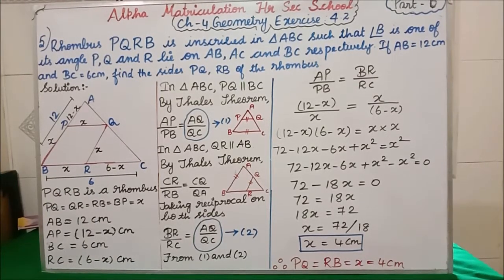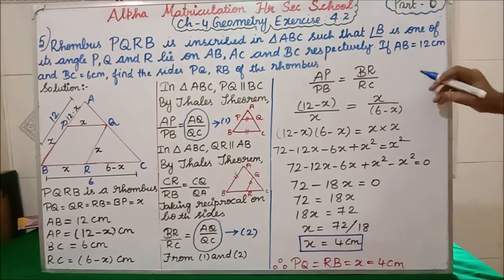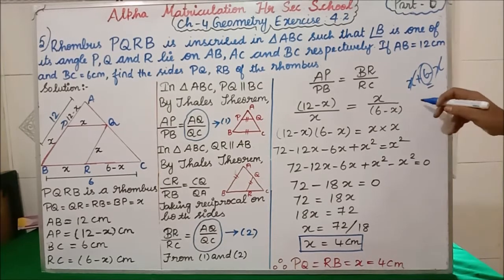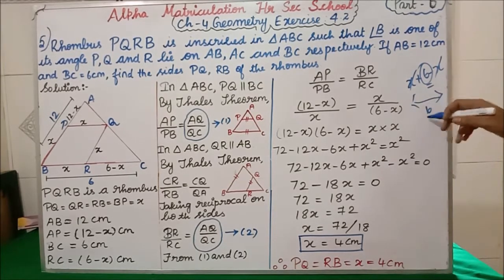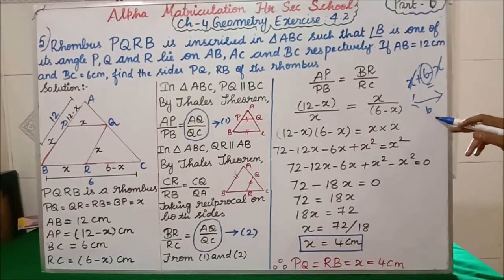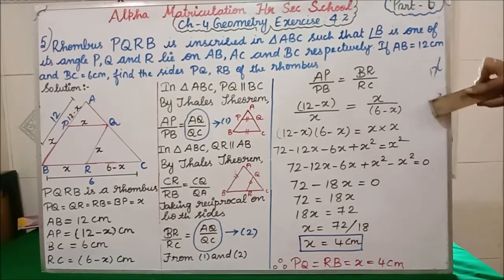Clear? Now if we add, what value are we having? x plus 6 minus x. See students, here x we are having plus 6 minus x. The plus x and minus x cancel, so what are we getting? 6. So the whole length is 6. When we add the first part and second part, we are getting correctly 6. Clear all of you?